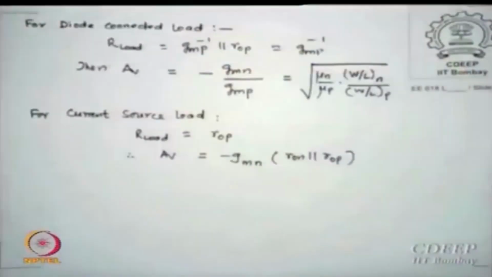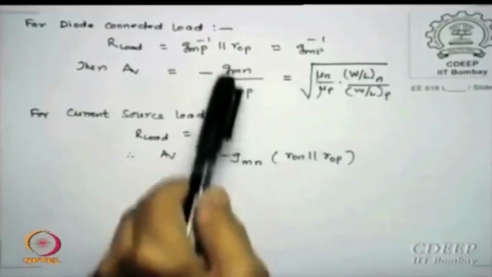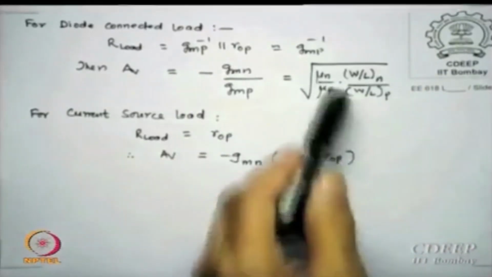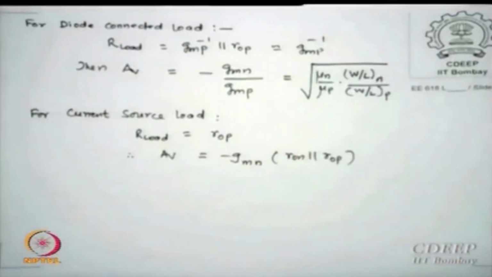Now before we solve the case for the third one which is most important, quickly we will repeat. For the diode we already solved this, so for the diode connected load, the load resistance is essentially 1 upon GM parallel ROP. GM is normally very large compared to 1 upon RO, and therefore it is normally 1 by GMP, and therefore the gain is GMN by GMP, which is, now you see the difference, mu n by mu p into WL by N by WL by P, okay.